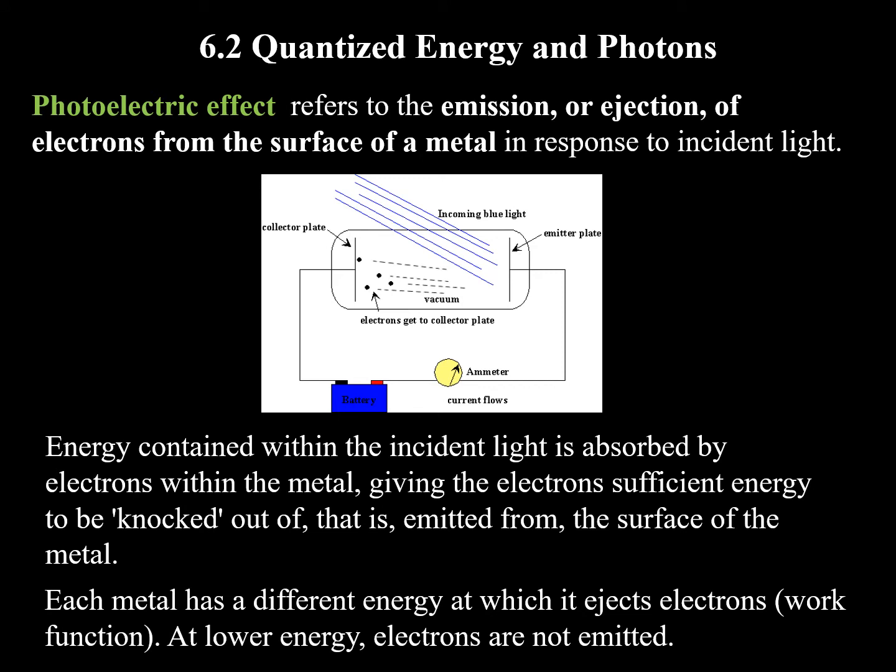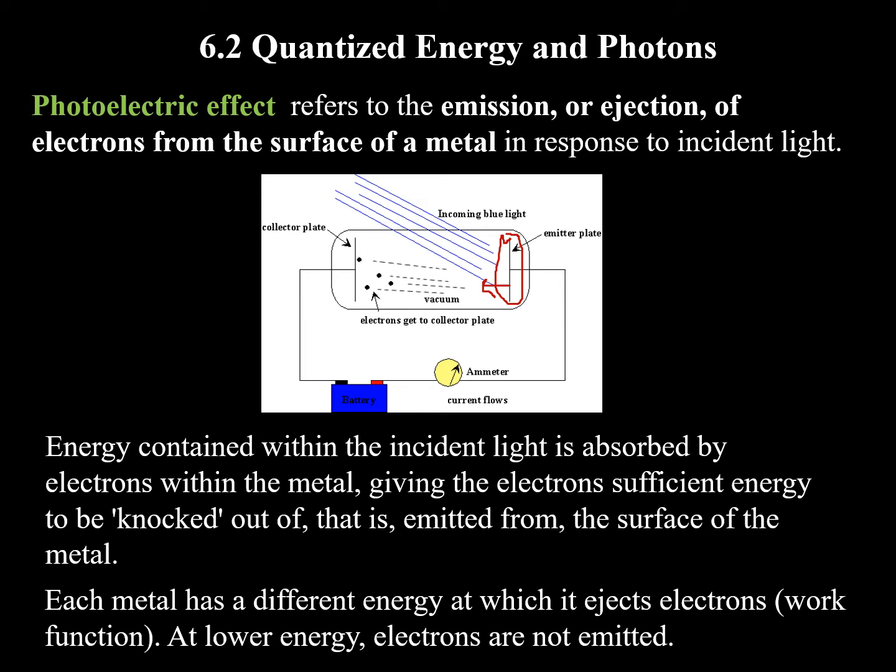The photoelectric effect, work by Albert Einstein, refers to the emission or ejection of electrons from a surface of a metal in response to incident light. In this example, we have metal here. We shine some light on it. The electrons from this metal will come off. And there's a collector plate here on the left, which will cause a flow of electrons where you can actually measure the current.